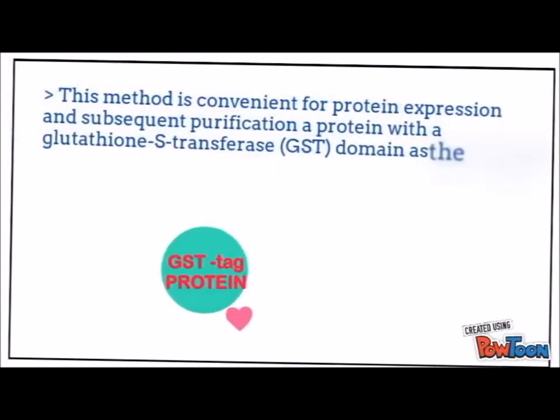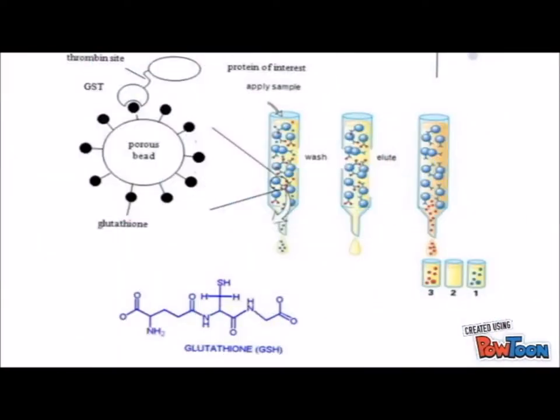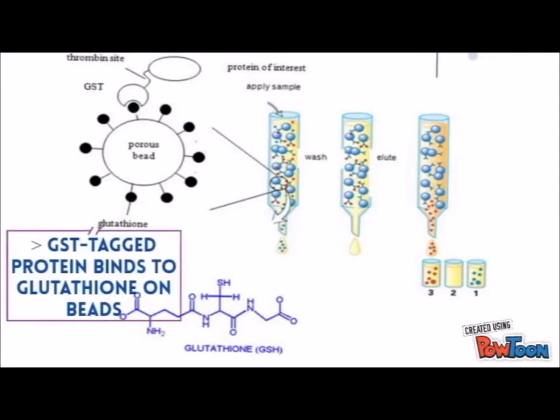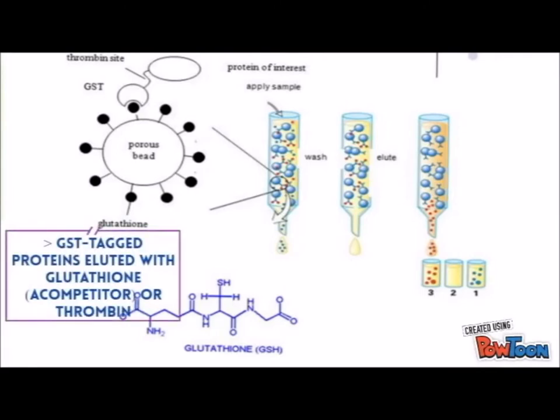Basically, this method is used to purify a protein with a glutathione transferase domain, as the protein specifically and complementarily binds a certain ligand. This is the diagram that shows the general separation using chromatography. In this, the GST tag protein will bind to glutathione on the porous beads, and the non-specifically or weakly bound proteins will wash out through the column, or be eluted first. Then the specifically bound GST tag protein will be eluted with glutathione as a competitor, or thrombin, which is a protease, to get the pure protein of interest that we require. Affinity tag protein.